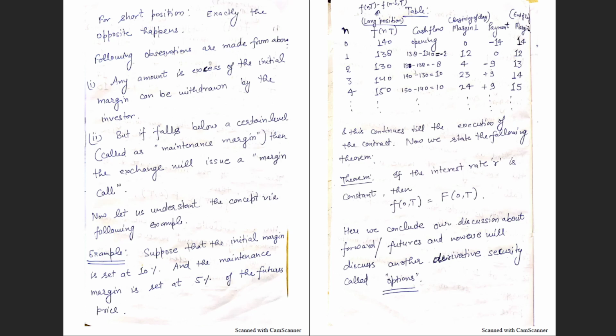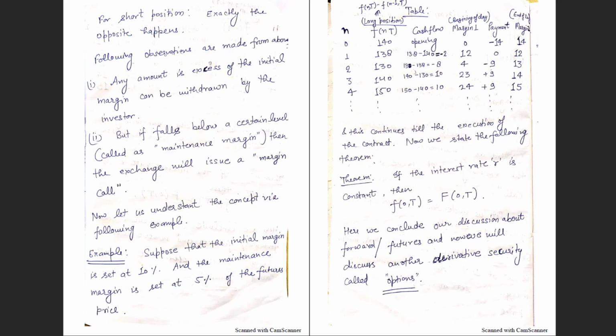Suppose the initial margin is set at 10% and the maintenance margin is set at 5% of the futures price. If you see the table, make sure it is for the long position. For the short position, everything will be reversed, so I'm not going into the short position. The table is for the long position. Here n is the discrete time step: 0, 1, 2, 3, 4 and so on.